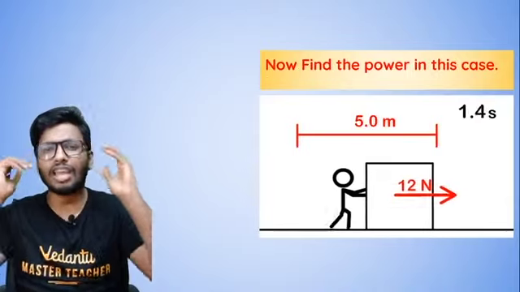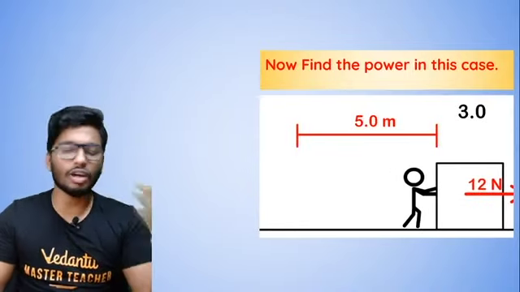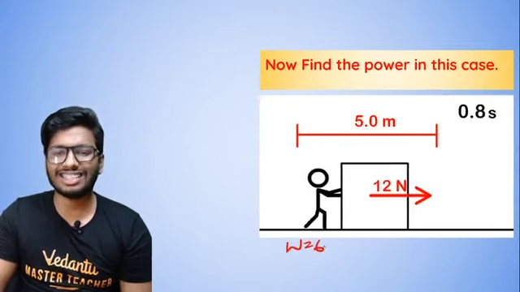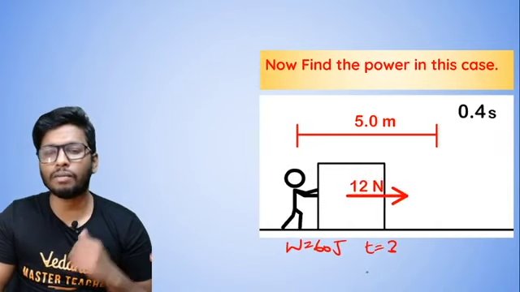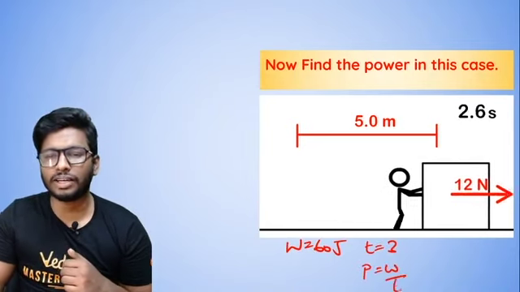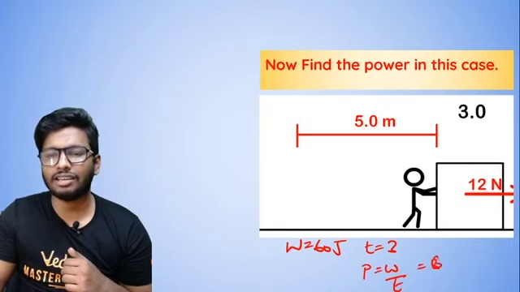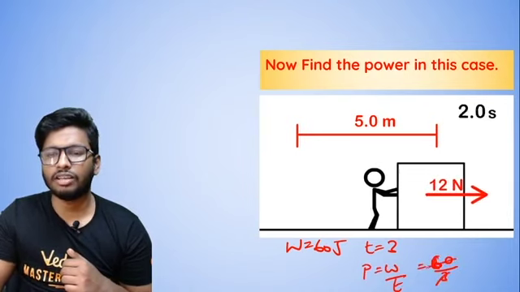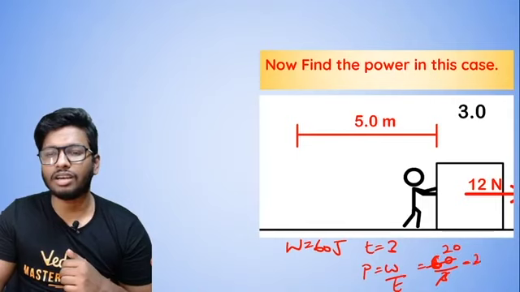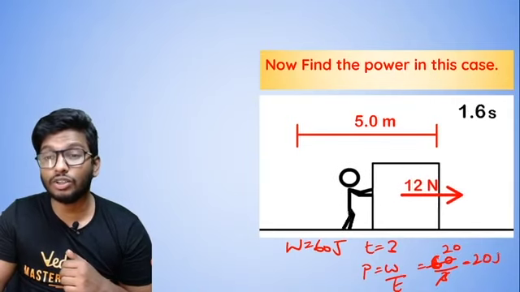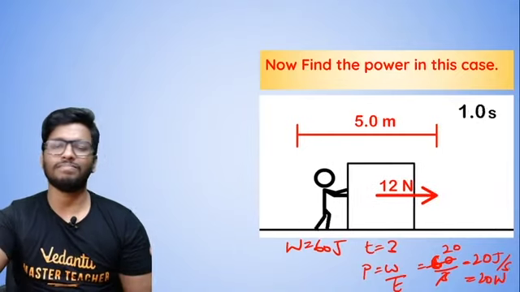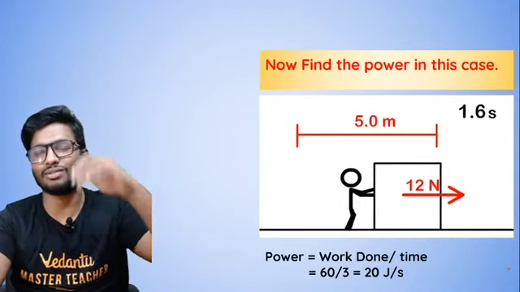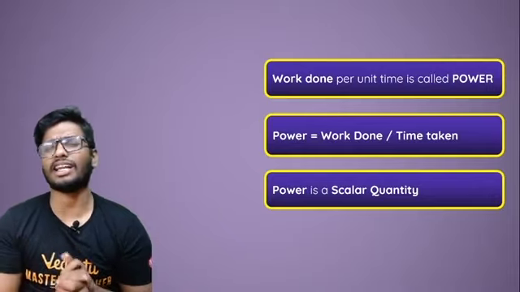Now, if you calculate the power in this case, you saw that the work done is 60 joules, and time taken is what? 3 seconds. So what will be power? Power is equal to work done by time taken. So that's 60 divided by 3. You get 20 what? Joules per second, or 20 watt. That's it. That will be the answer for this question. Very, very simple case. So that's how you calculate power.